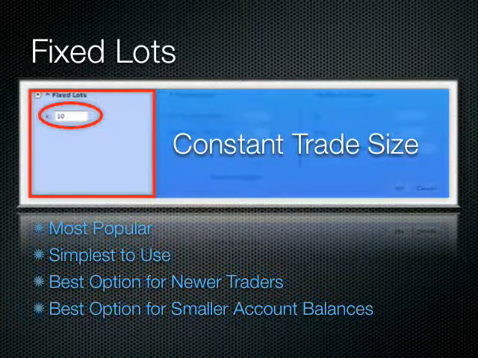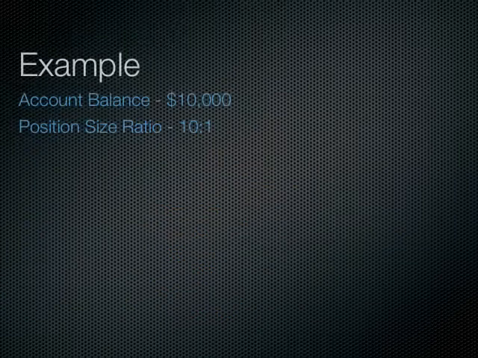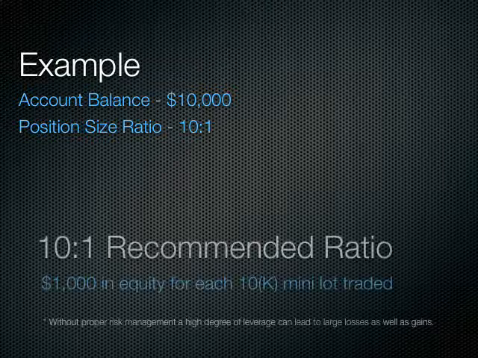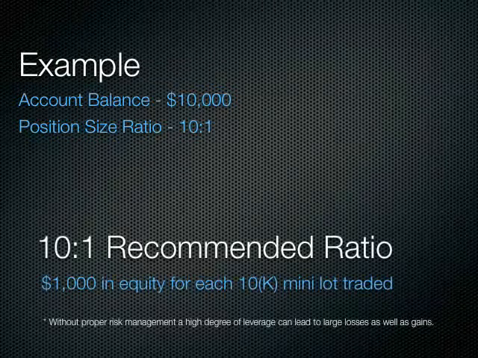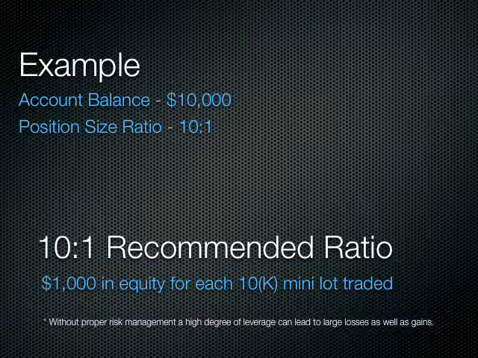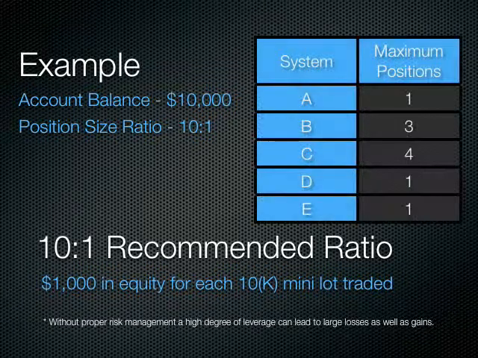Let's go over a specific example of how to use this money management option. Let's assume that we have an account balance of $10,000. Let's also assume that we will utilize the 10-to-1 recommended position size ratio discussed in our first tutorial, where we suggested that for each 10K mini lot traded, we recommend having at least $1,000 in equity. And remember, leverage can maximize your losses as well as your gains. Finally, note the following systems we would like to use in our portfolio.